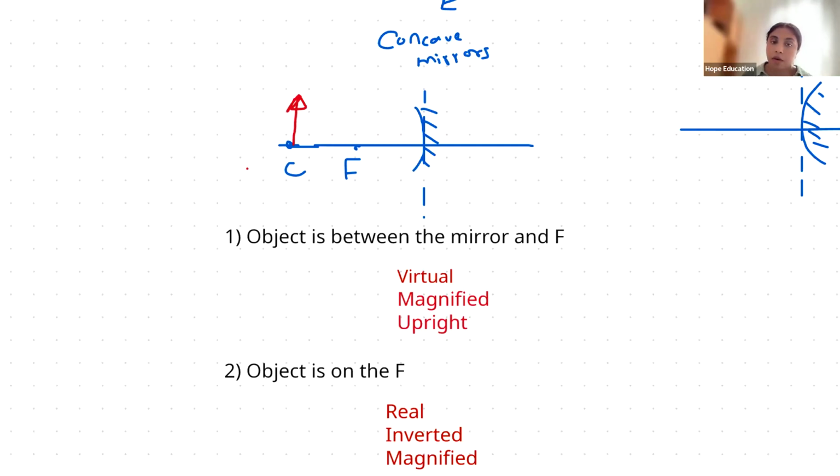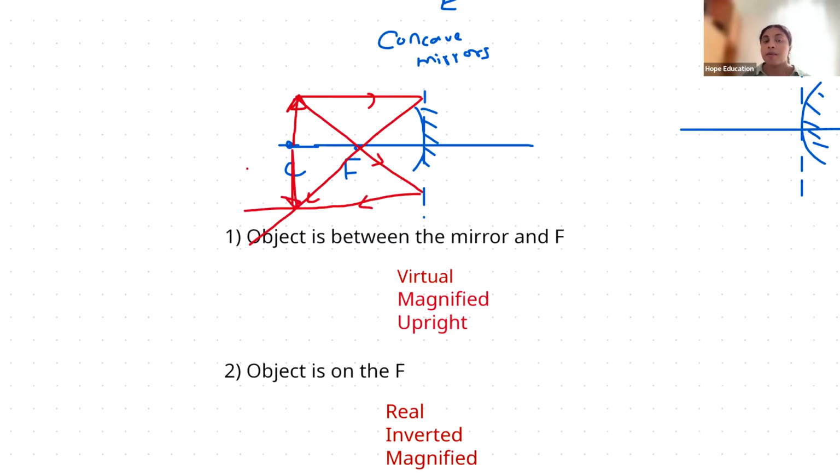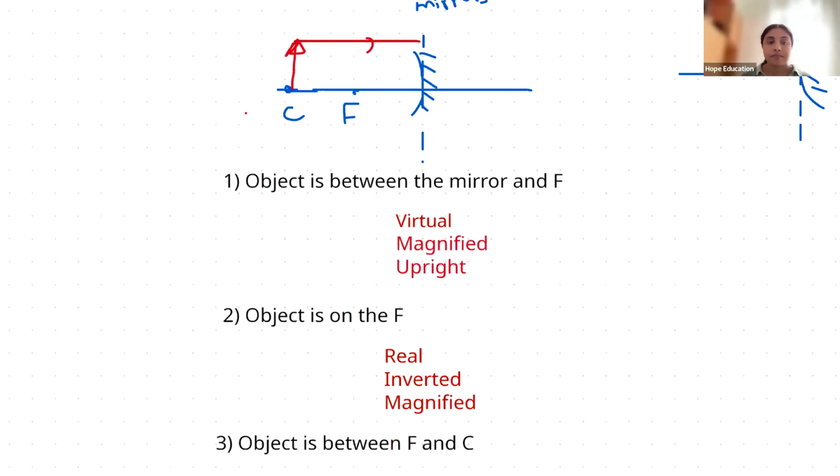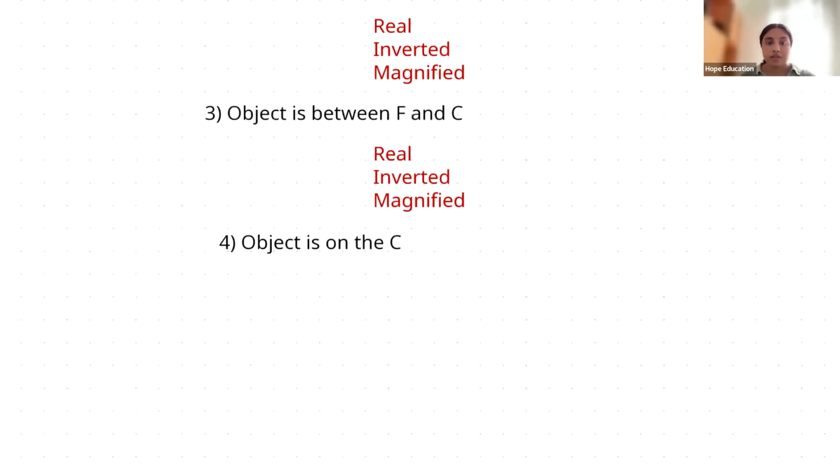The parallel ray reflects through the focal point. The ray through the center of curvature cannot be taken because the object is on the center of curvature. So we take the one through the focal point, which reflects parallel. So they meet here. So this is where the image is formed. Image is real, inverted, and the same size. So we will write that. Image is real, inverted, and same size. And it is produced on C.